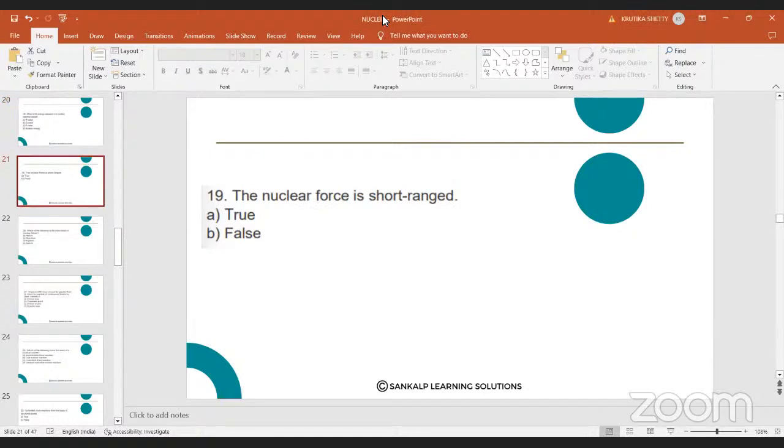The nuclear force is a short range force. We will discuss this in the postulates, or properties of the nuclear forces. The nuclear force is a short range force. Yes or no? Yes, it is true. Then the next question.